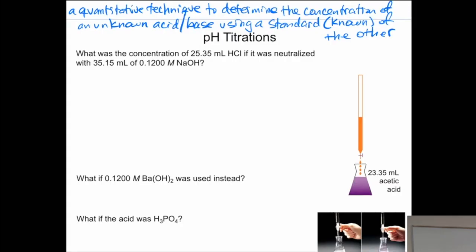So in a typical experiment now, we're going to take, what are we going to take? We measure out 25.35 milliliters of HCl. So that's what's right in here. Oh, that says acetic acid. Well, it's supposed to say HCl. Please fix that in your slides.